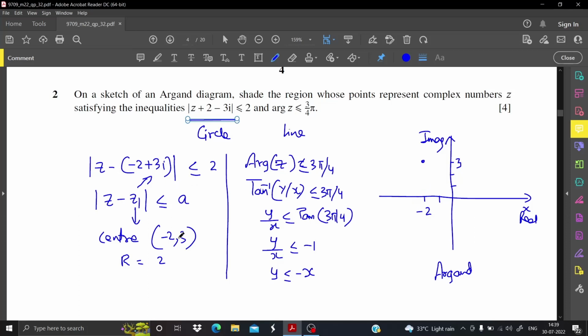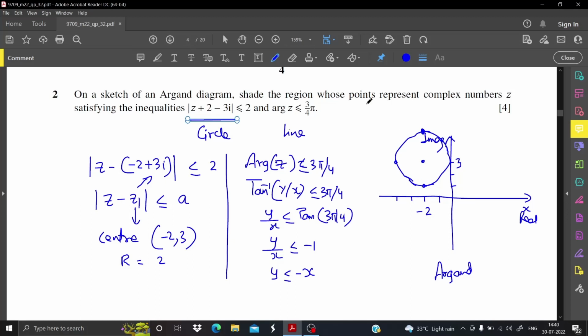Now the radius is 2 units. So I have 2 units to the right, 2 units to the left, and 2 units down. Draw a circle. You can use a compass when you're working on the board paper. So this is a circle. Now, the circle is drawn.